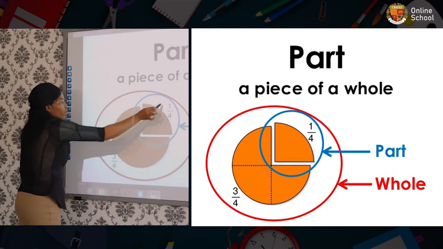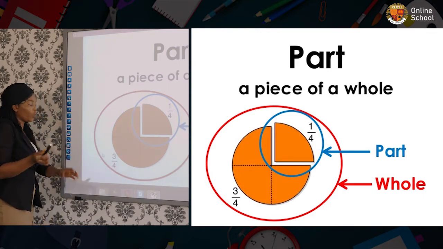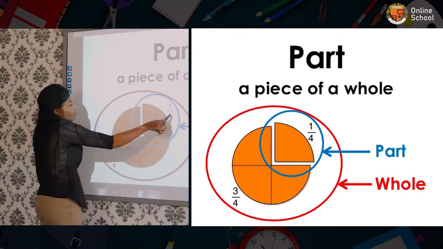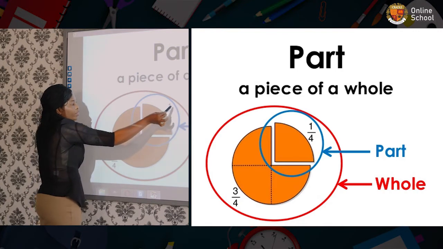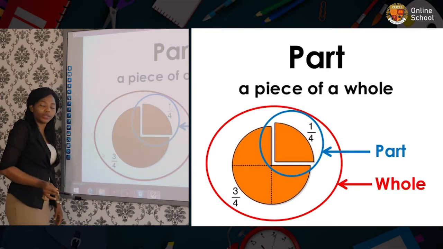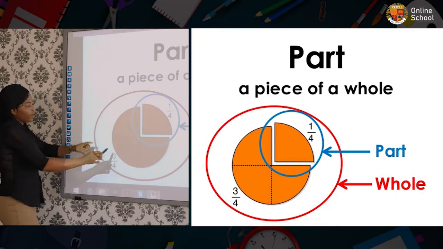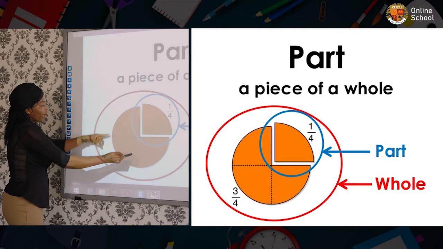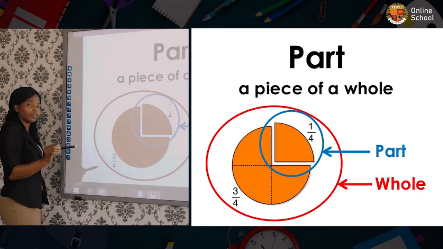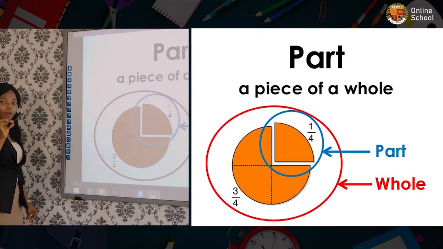Remember, in fraction, we have 2 numbers. We're getting there anyway. 2 numbers in that fraction, the upper number and the number below. We call the up number the numerator, while the number below the dash is called the denominator. But we'll get there. Then the remaining parts, if you want to write the fraction of this remaining part, it will be 3/4. 3 out of 4 equal parts. Don't forget, it must be equal parts. You must divide into equal parts.